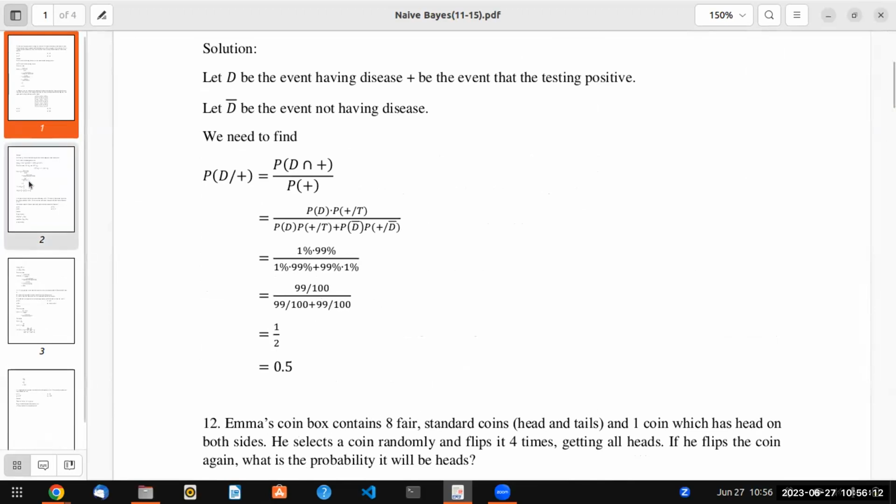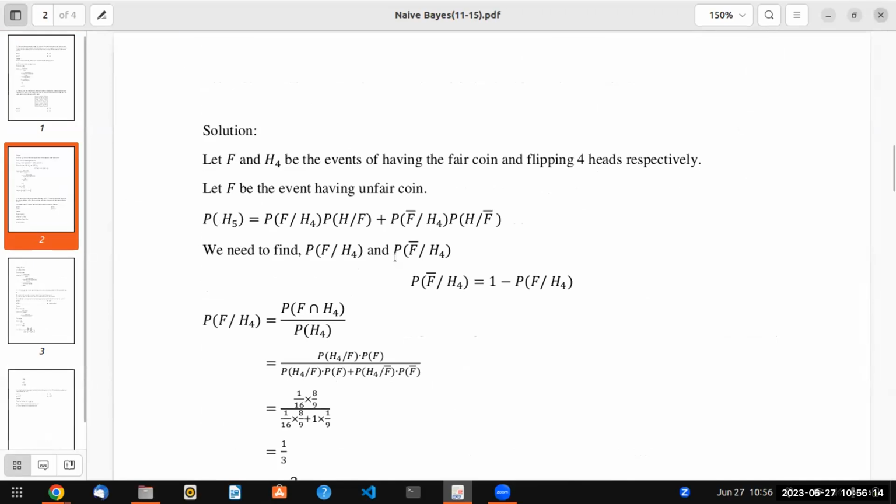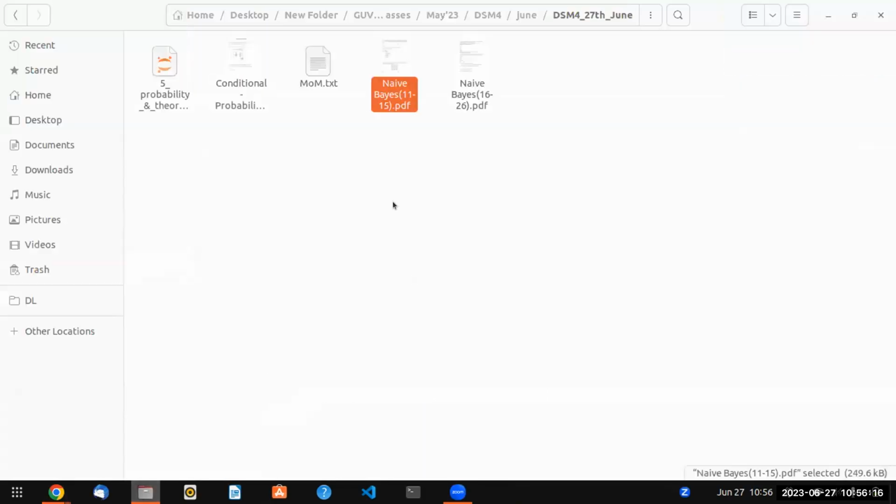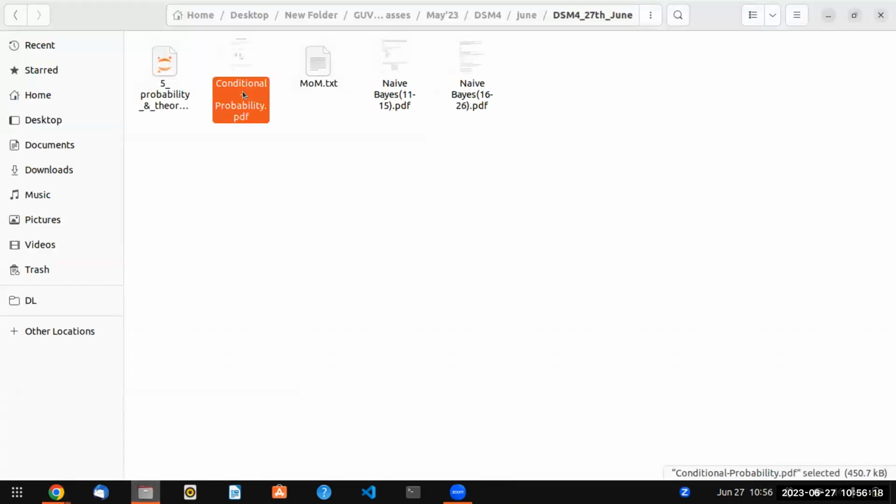This is one PDF, and two more PDFs are there with conditional probability questions and naive Bayes related questions. Try to go through these. I have already uploaded this one.